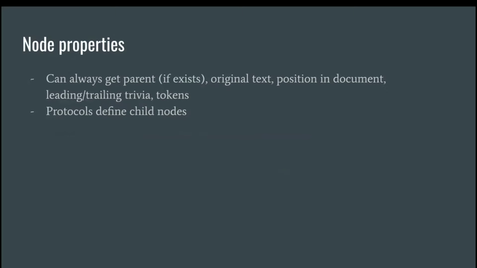All nodes, you can get their parent, you can get the original text, where it is in the document, the trivia that I mentioned, and the list of tokens within that node. And all the different types of things have protocols associated with them. So function declarations and class declarations support the declaration syntax protocol, and that means that they have things like modifiers and attributes and so on. So it's more things to know about as you work through it.